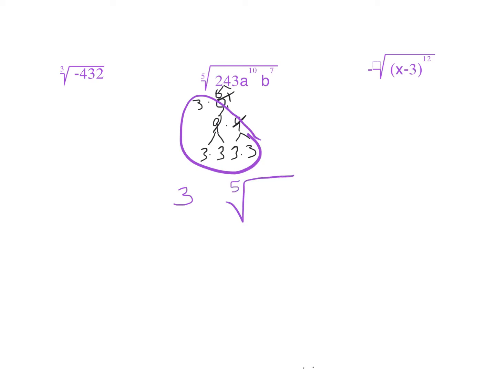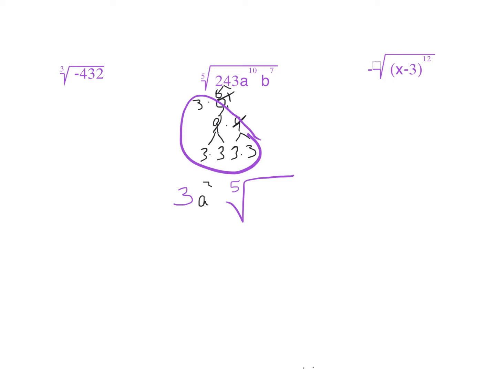A, there are 10 of them. Well, if I can write all 10 A's, and then see how many I can group into 5s. Well, I know because of multiplication, there's 2 groups of 5 in that 10. So 2 groups come out.